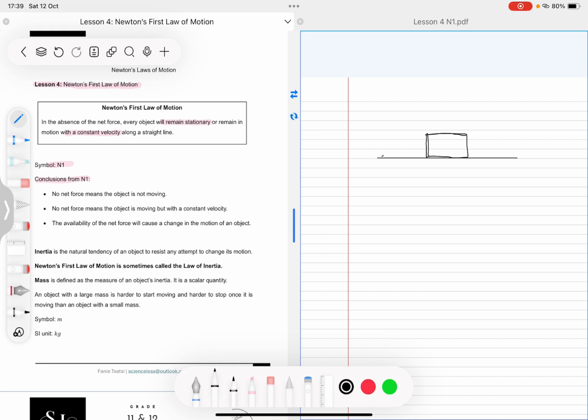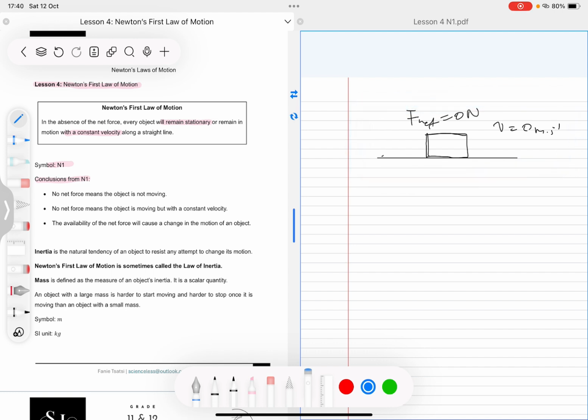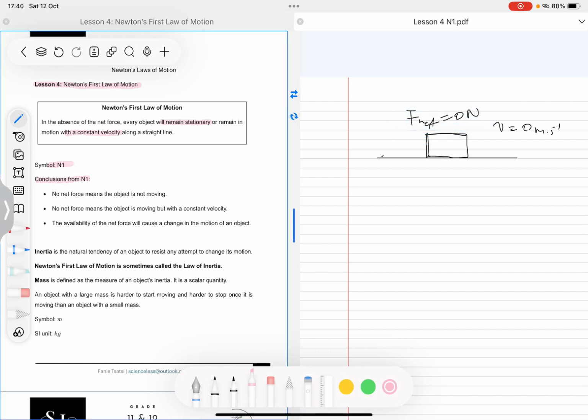Because there are no forces, the net force is 0 newtons, and that means the object will not move. It does not have velocity. The velocity is 0 meters per second. So Newton's first law says that this object will remain in this type of motion. It will not change its motion, because there is no net force. So that was the first point: if there is no net force, the object is not moving. It will remain at that point.